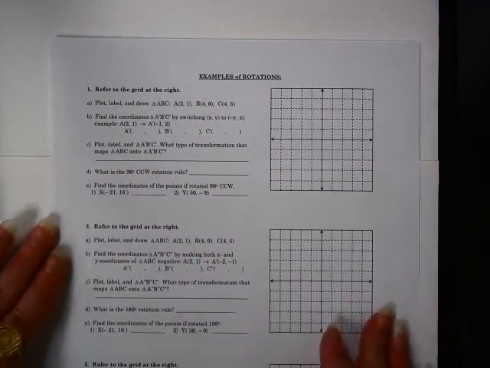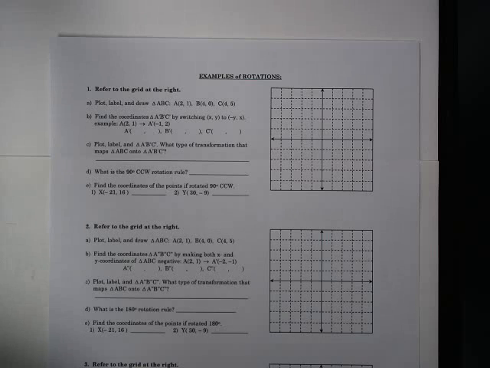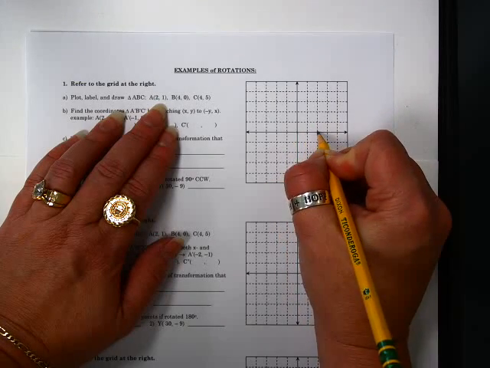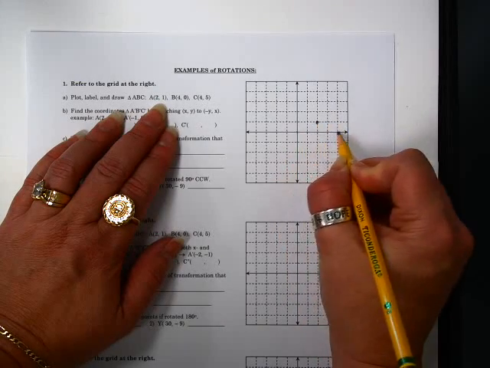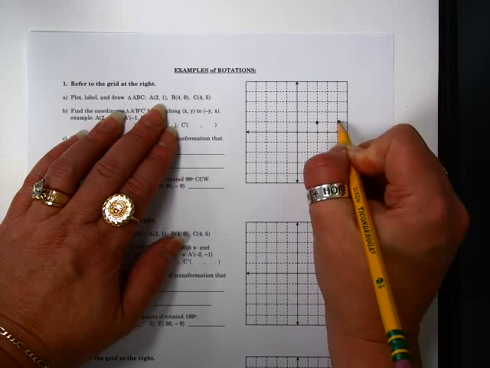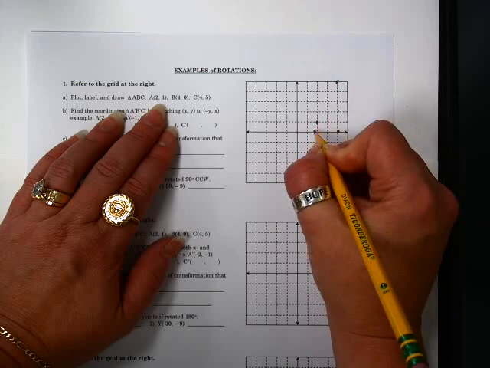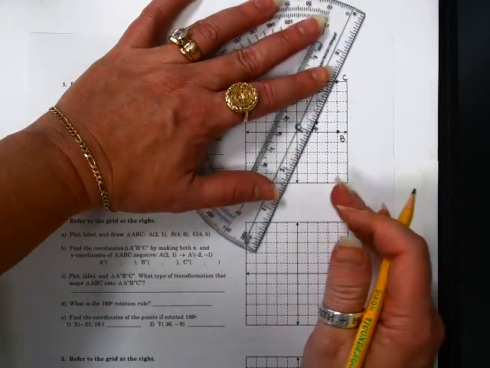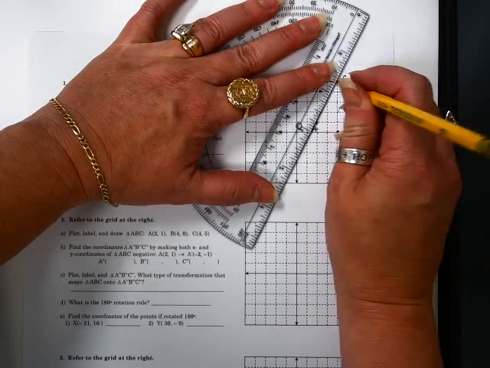All right, our final page today is over rotations. Okay, so here we're going to start with plotting our triangle ABC. So this is going to be at 2, 1, 4, 0, and 4, 5. Okay, so this is my A, this is my B, and this is my C. And I'm using my straight edge and drawing in my solid lines for my original figure.